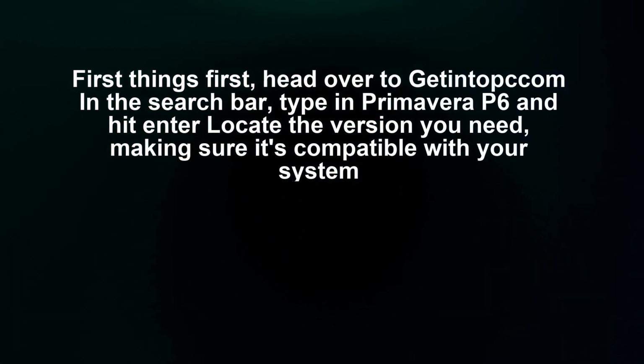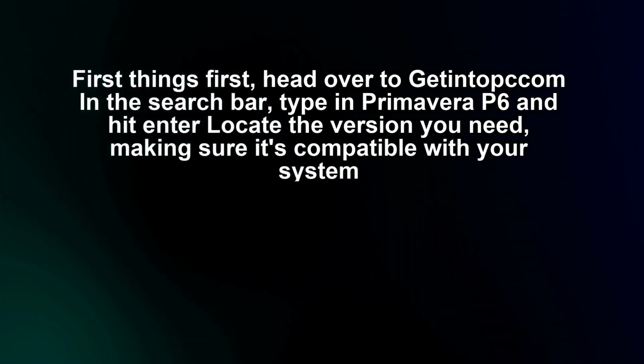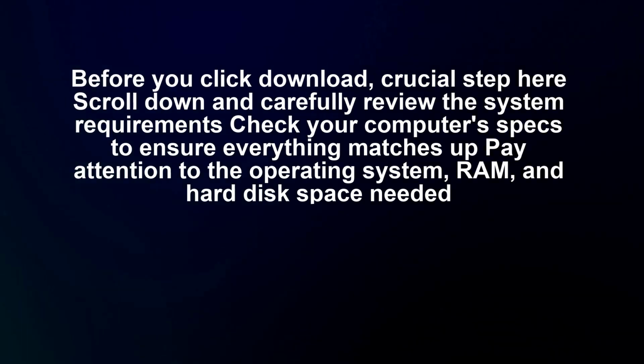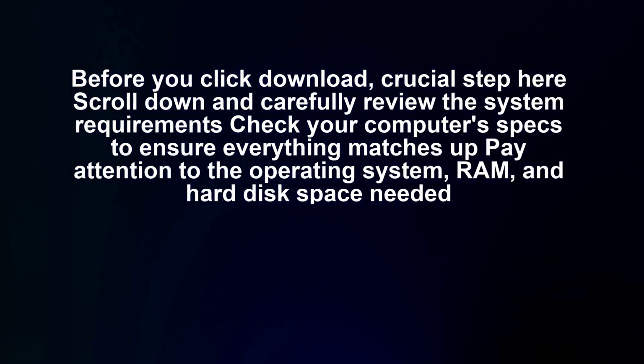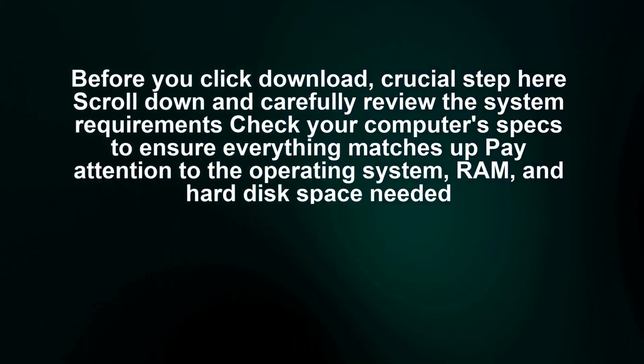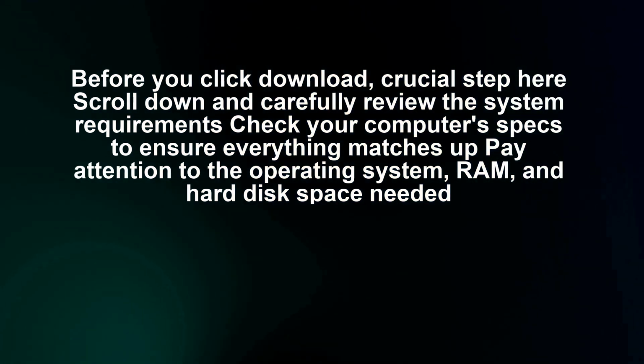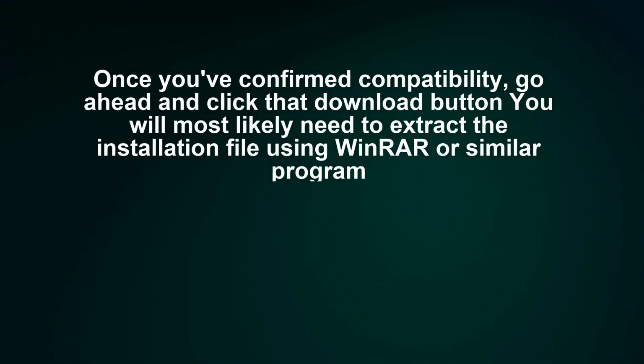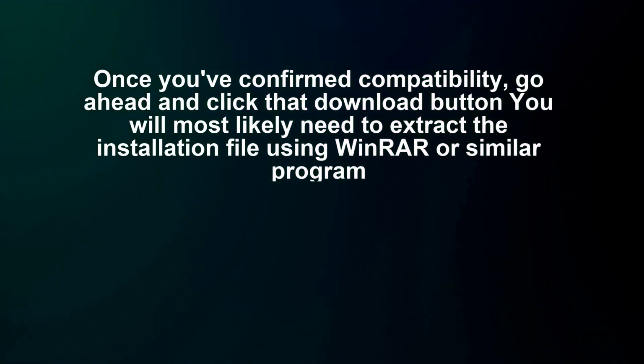Locate the version you need, making sure it's compatible with your system. Before you click download, crucial step here: scroll down and carefully review the system requirements. Check your computer's specs to ensure everything matches up. Pay attention to the operating system, RAM, and hard disk space needed. Once you've confirmed compatibility, go ahead and click that download button.